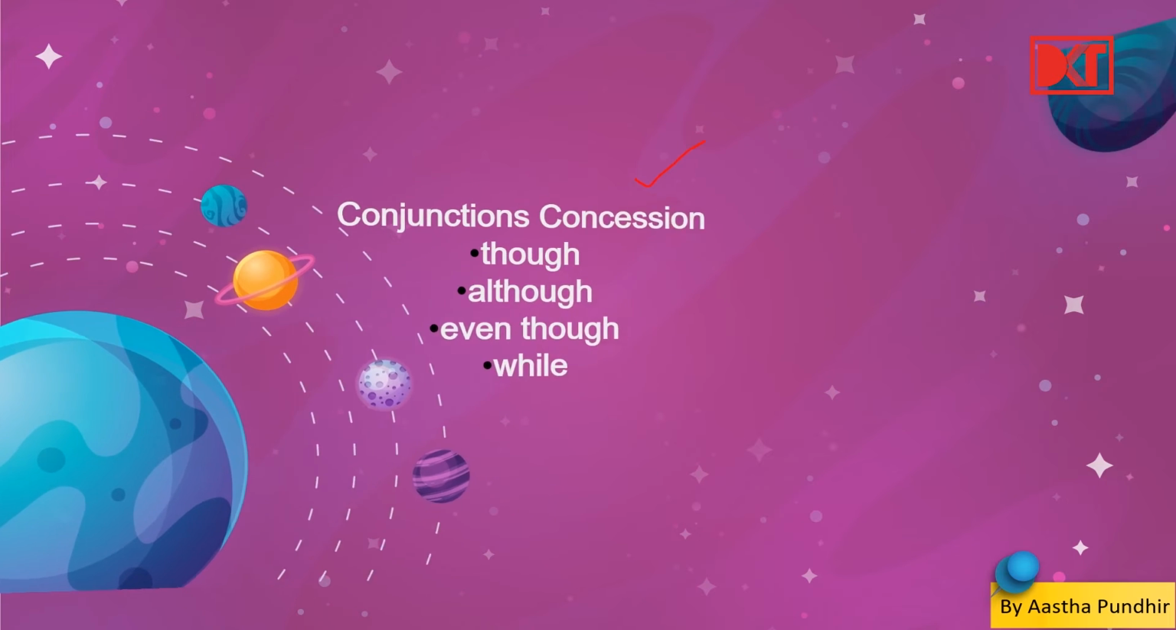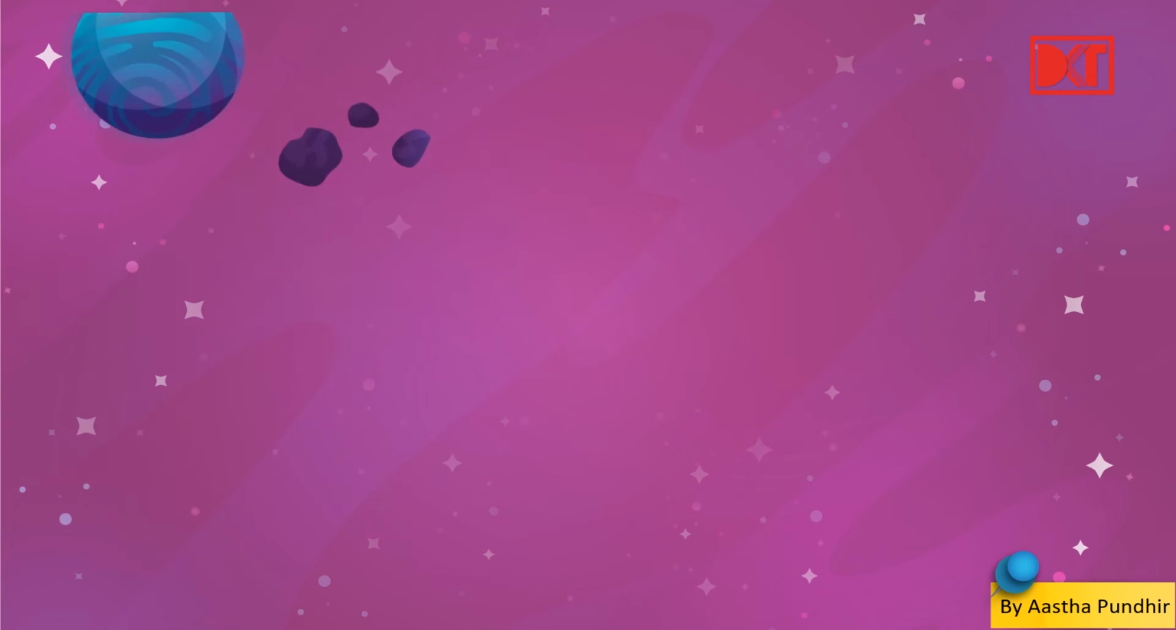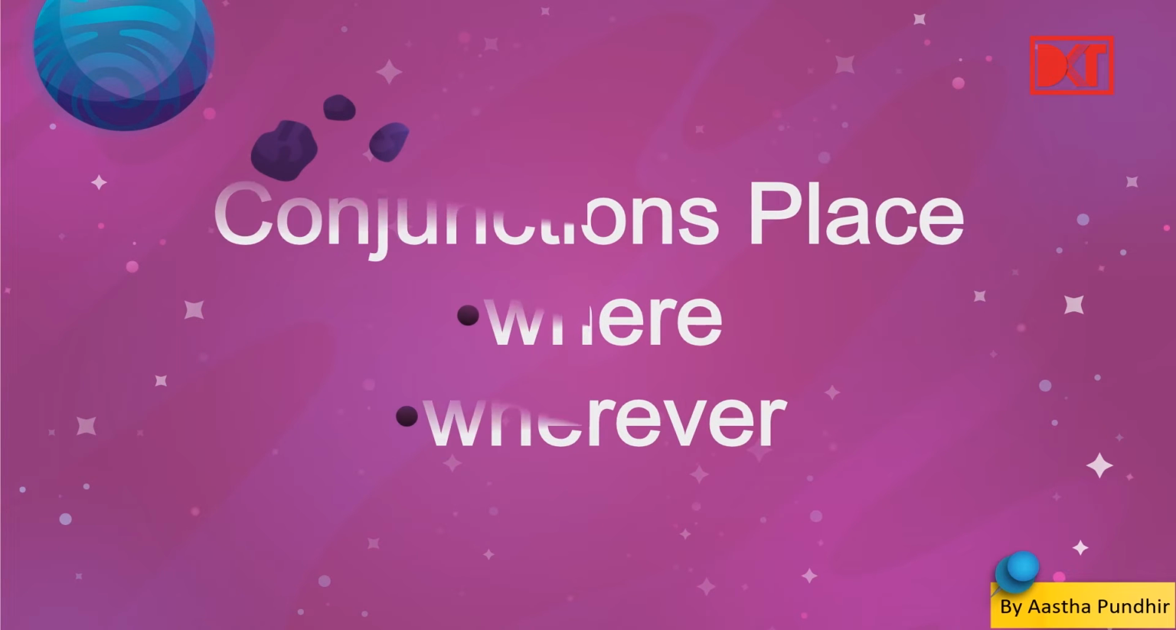Next, here are conjunctions of place. When we're talking about some place, like I want to go to a place where there are lots of chocolates, or where there are large buildings, we use where or wherever. All these are used for telling a certain place and thus connecting and joining two parts.